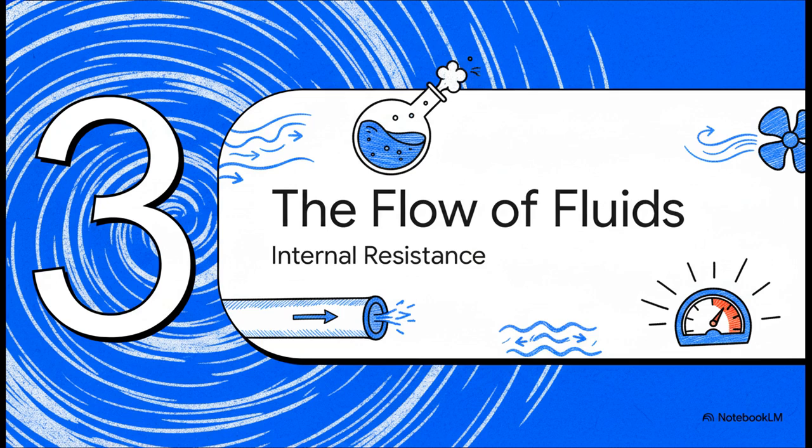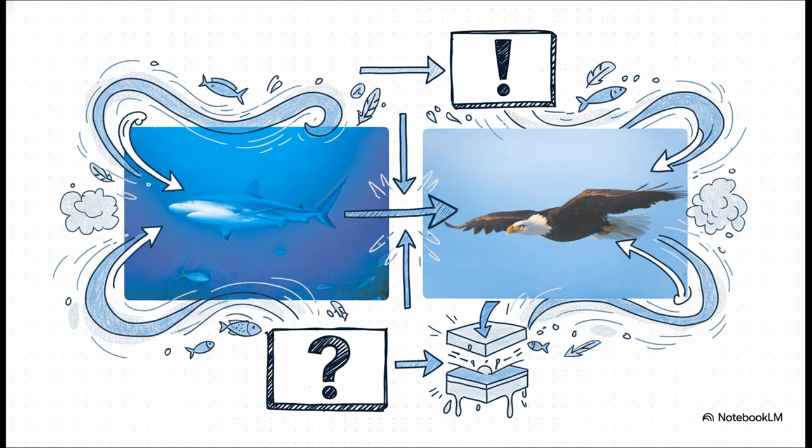This covers fluids in motion and internal resistance. So why is swimming so much harder than flying? Visualizing a fluid's internal resistance, what we call its viscosity, explains exactly why drag forces are vastly different for a shark swimming through water compared to an eagle flying through the air. You know, both water and air are fluids, but they have drastically different viscosities.